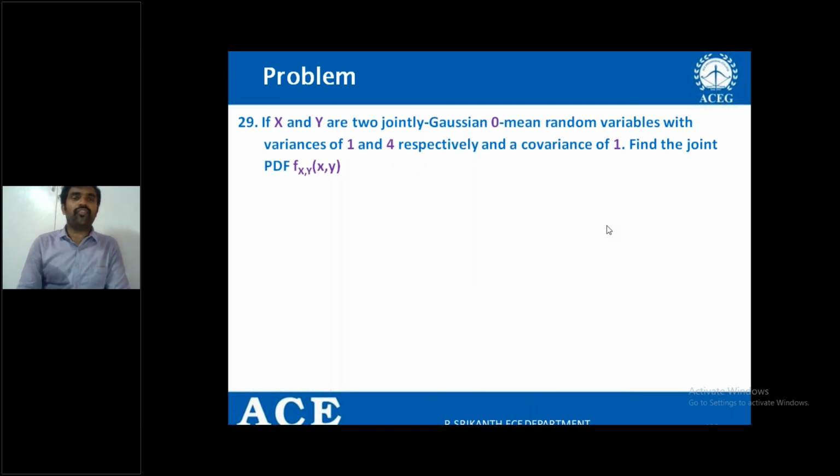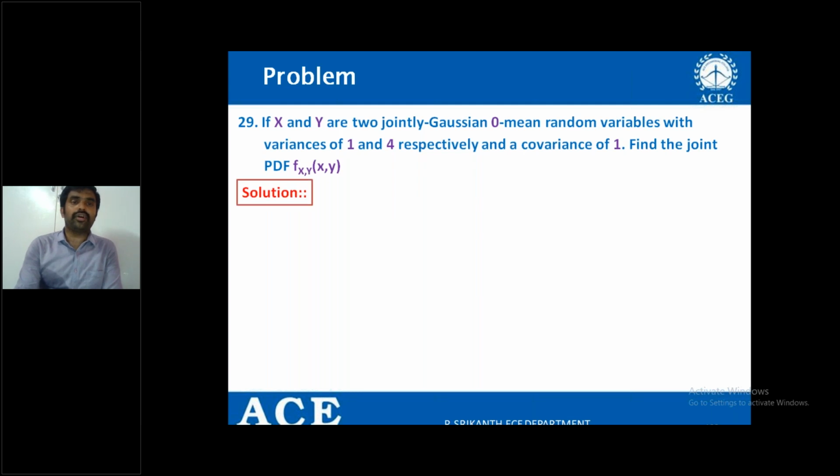What is the variance of x? With variances of 1 and 4 respectively. In the sense, variance of x is 1, variance of y is 4, and covariance of 1 in the sense Cxy equal to 1. Find the joint density function fx,y of x,y. How do you calculate? Yes, since the two random variables are jointly Gaussian, we know the expression for the joint density function, or jointly Gaussian density function, right?